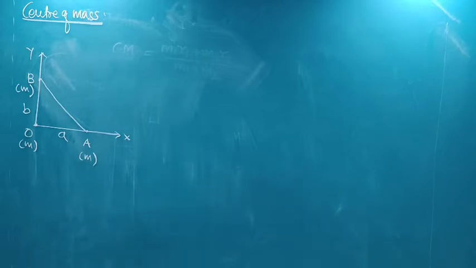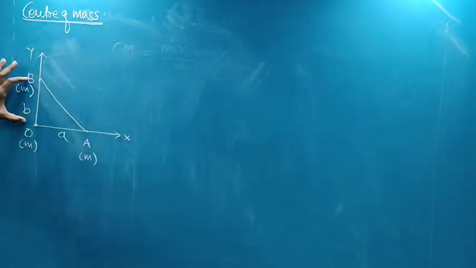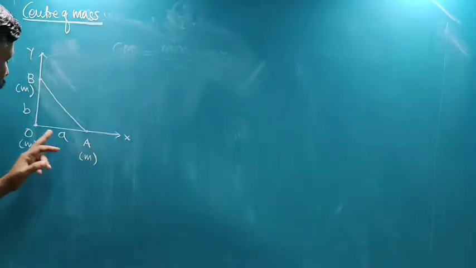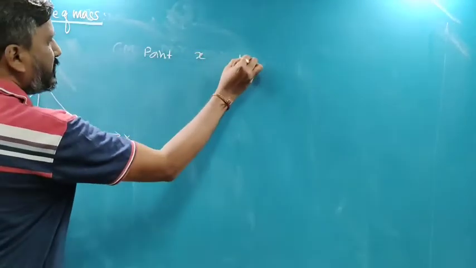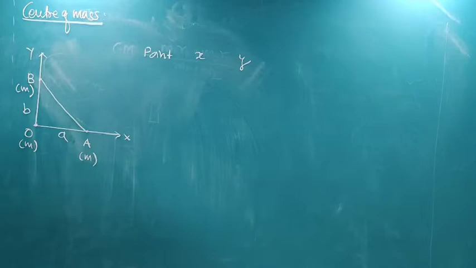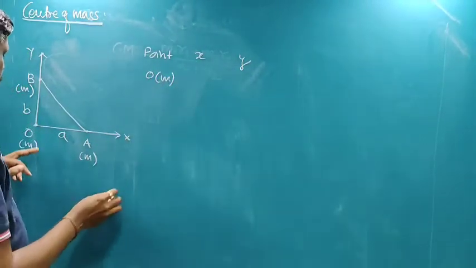Here the distances are given. It forms a triangle OAB. Here OB equals b and OA equals a, and we have to find the center of mass. For this particular triangular body, it is very simple. Here we have to write down the xy coordinates for the points. This is the value along the x-axis and the value along the y-axis. The point is O, where mass M is situated.